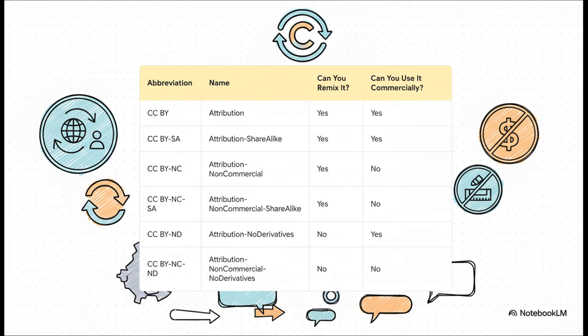CC BY SA adds that share-alike rule. Then you've got the NC versions, which say you can't use it for commercial purposes. And all the way at the bottom, you have the most restrictive combo, CC BY NC ND. With that one, you can share it, but you can't change it, and you can't make money from it. It's a whole spectrum, from most open to most lockdown.